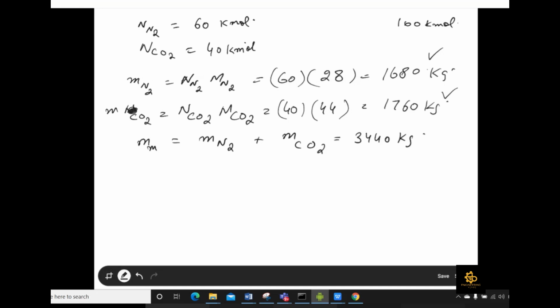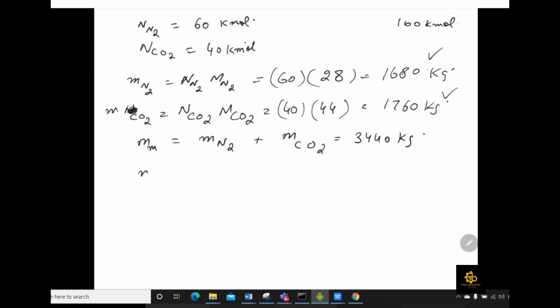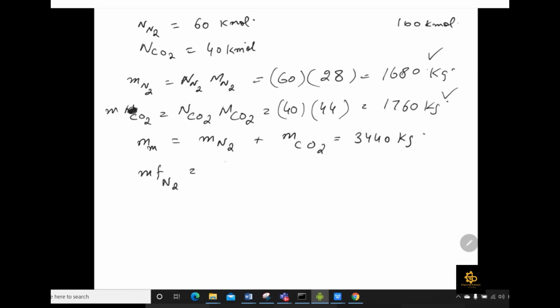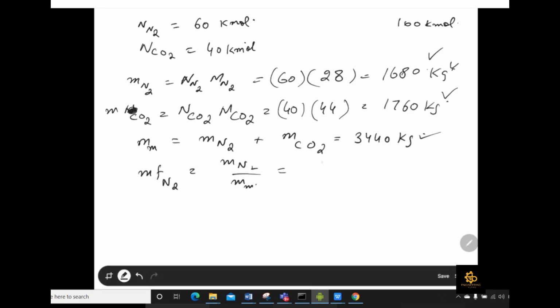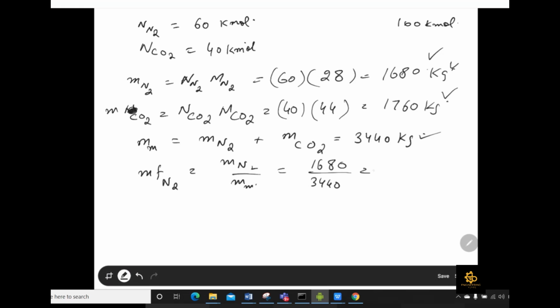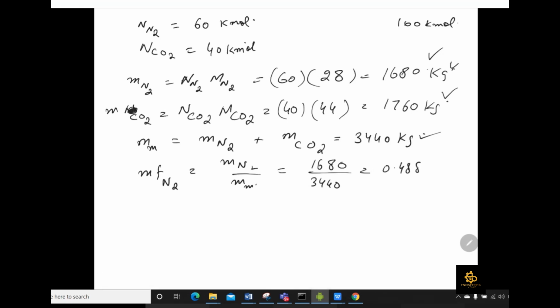From here we can easily find the mass fraction of the individual component. The mass fraction of N2 is equal to the mass of N2 over the mass of the mixture. The mass of N2 we have already found, and the mass of the mixture we found in the previous step. So we just have to take the ratio of these two, 1680 and 3440. If you solve it, you will get 0.488, or you can say it is equal to 48.8%.